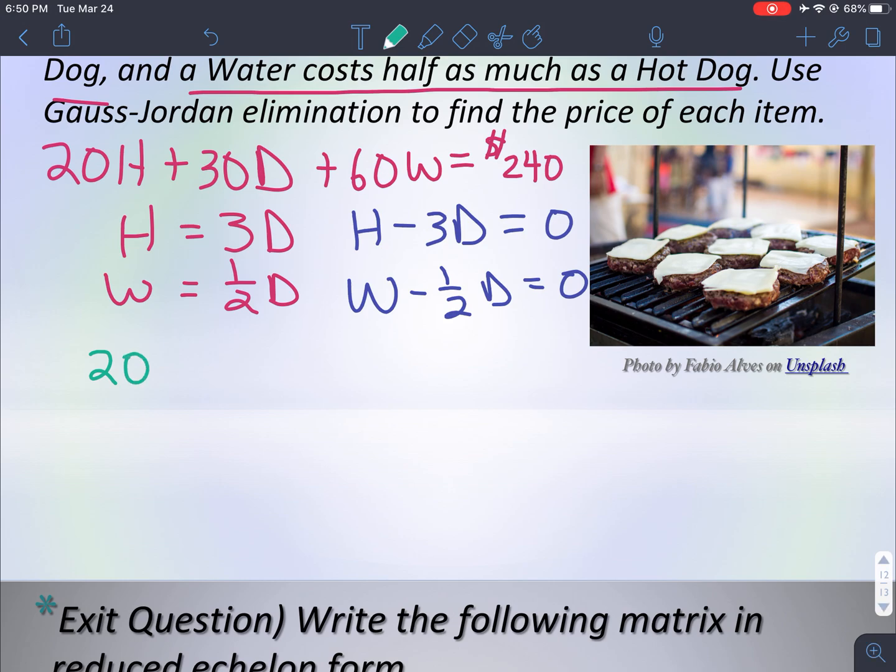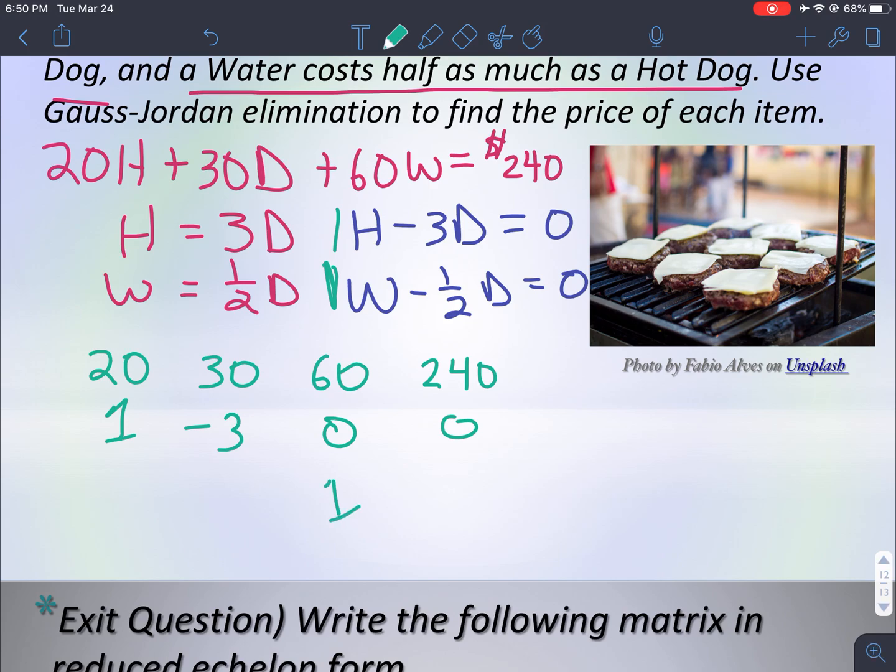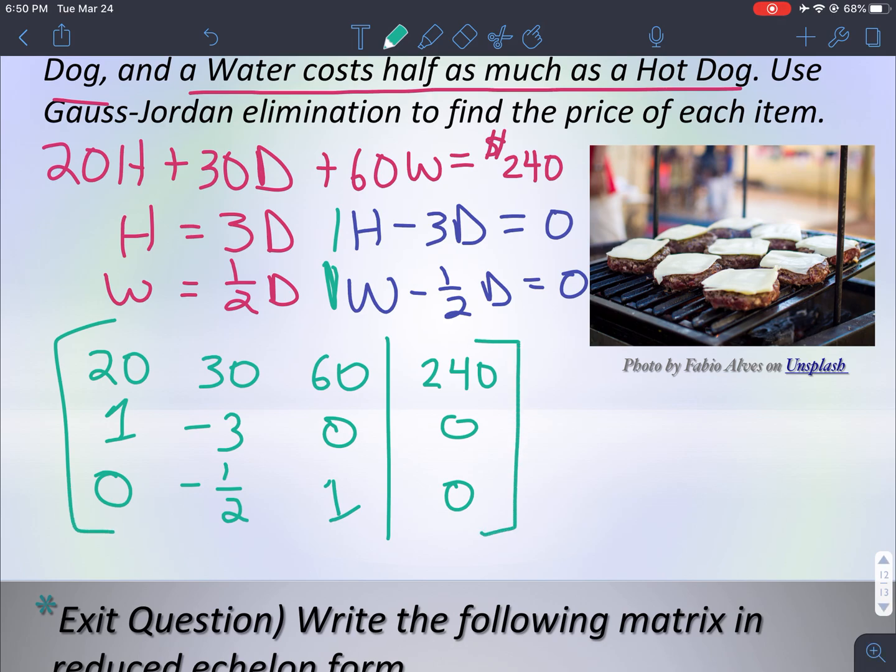20, 30, 60, 240. 1, that's the coefficient here. 0, negative 3, that's the D column. 0, 0. Now look at this one. This one has to go here. That's the water column. The hot dog column with negative 1/2, 0 there. And now you have an augmented matrix.